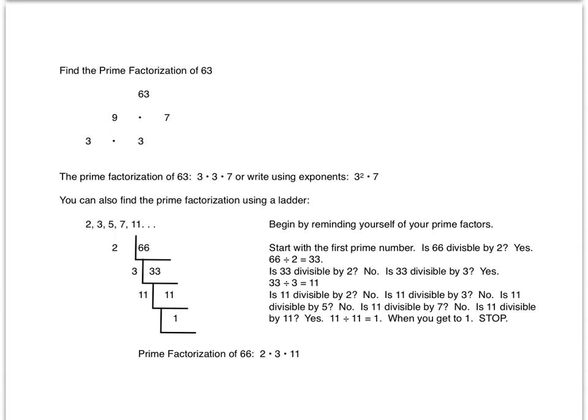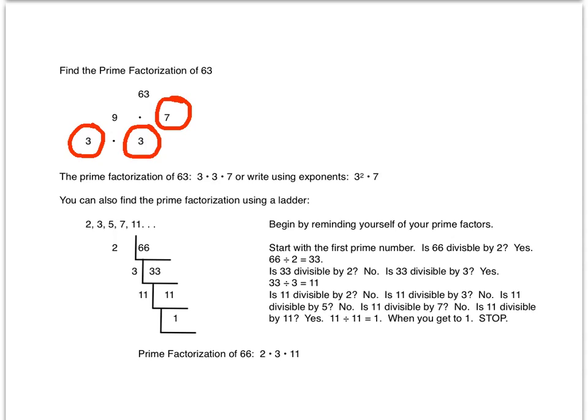Let's find the prime factorization of 63. We can multiply several different things to get 63, but let's start with 9 times 7. We'll notice that 7 is a prime number, so we can go ahead and circle it, but 9 we've already determined is composite, and we can multiply 3 times 3 to get 9. 3 is prime, so we can circle 3, and the prime factorization of 63 then is 3 times 3 times 7. Or we can write it using exponents, 3 squared, or 3 to the 2nd power, times 7.